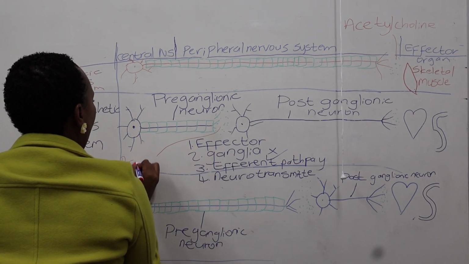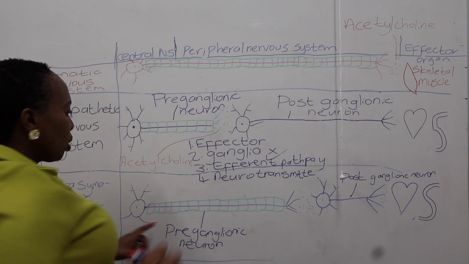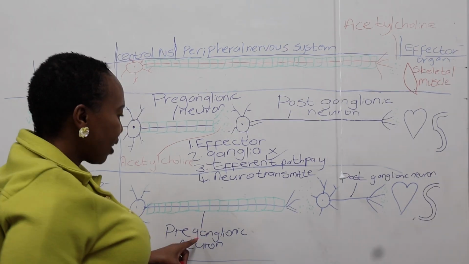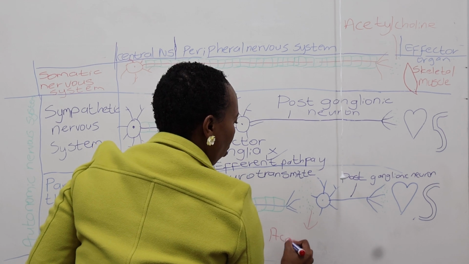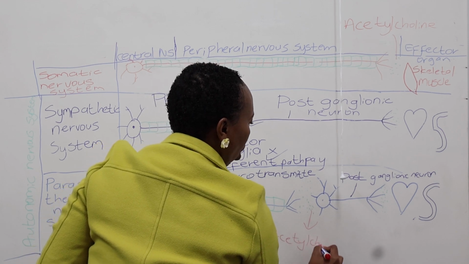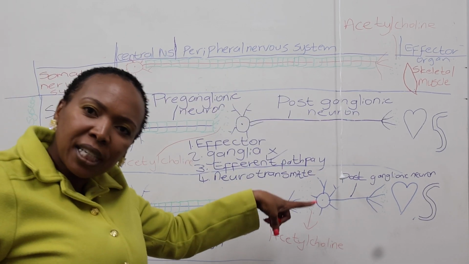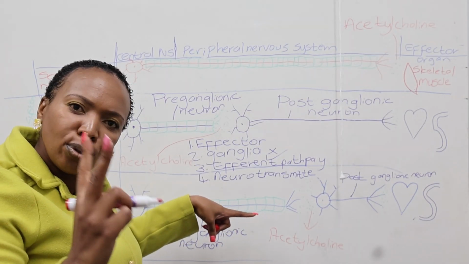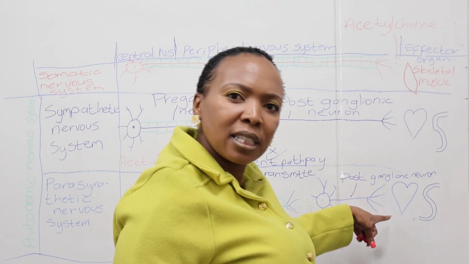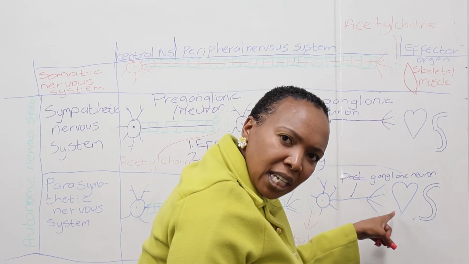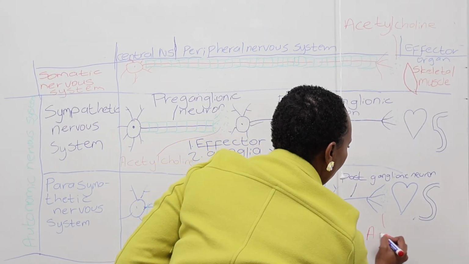It's also acetylcholine. Also in the parasympathetic at the preganglionic neuron, we have acetylcholine released. Again, because the parasympathetic pathway has got two neurons involved, the neurotransmitter released in the parasympathetic at the effector organ by the postganglionic neuron is acetylcholine.